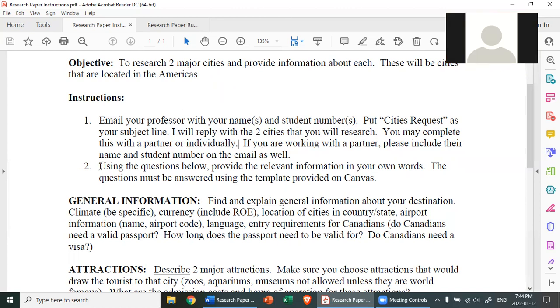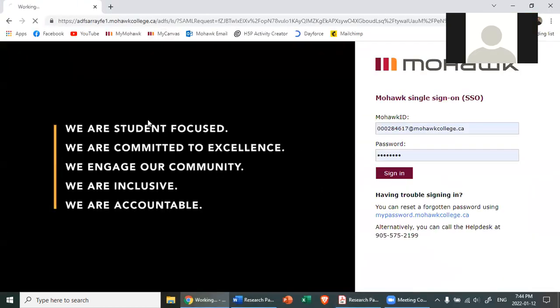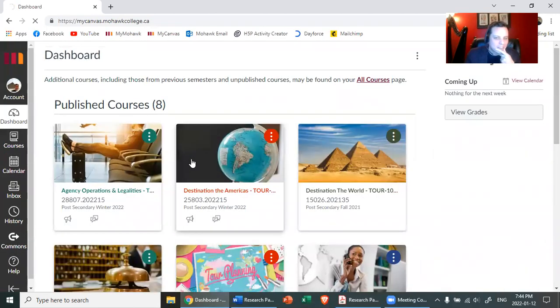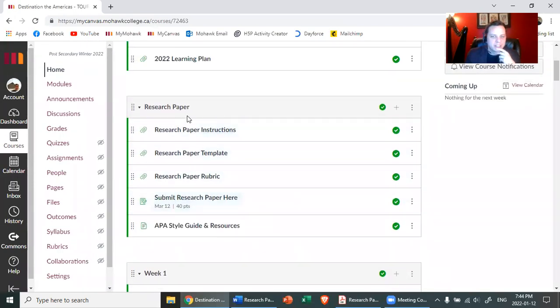Is this instruction sheet available to download? Yeah, it should be on Canvas. Oh, okay, cool. I made it available this morning. If you haven't looked yet, maybe it wasn't available yesterday though, if you looked. Research paper. Yeah, it's all there.